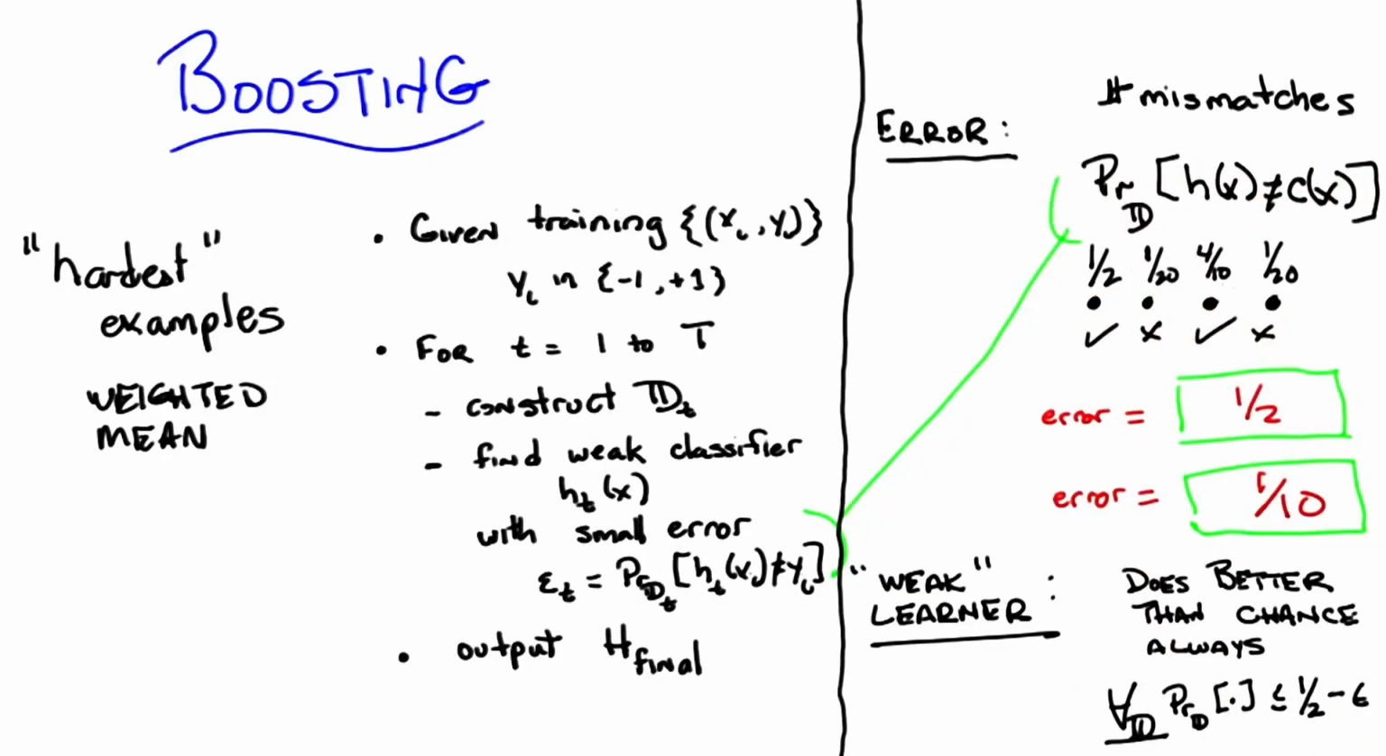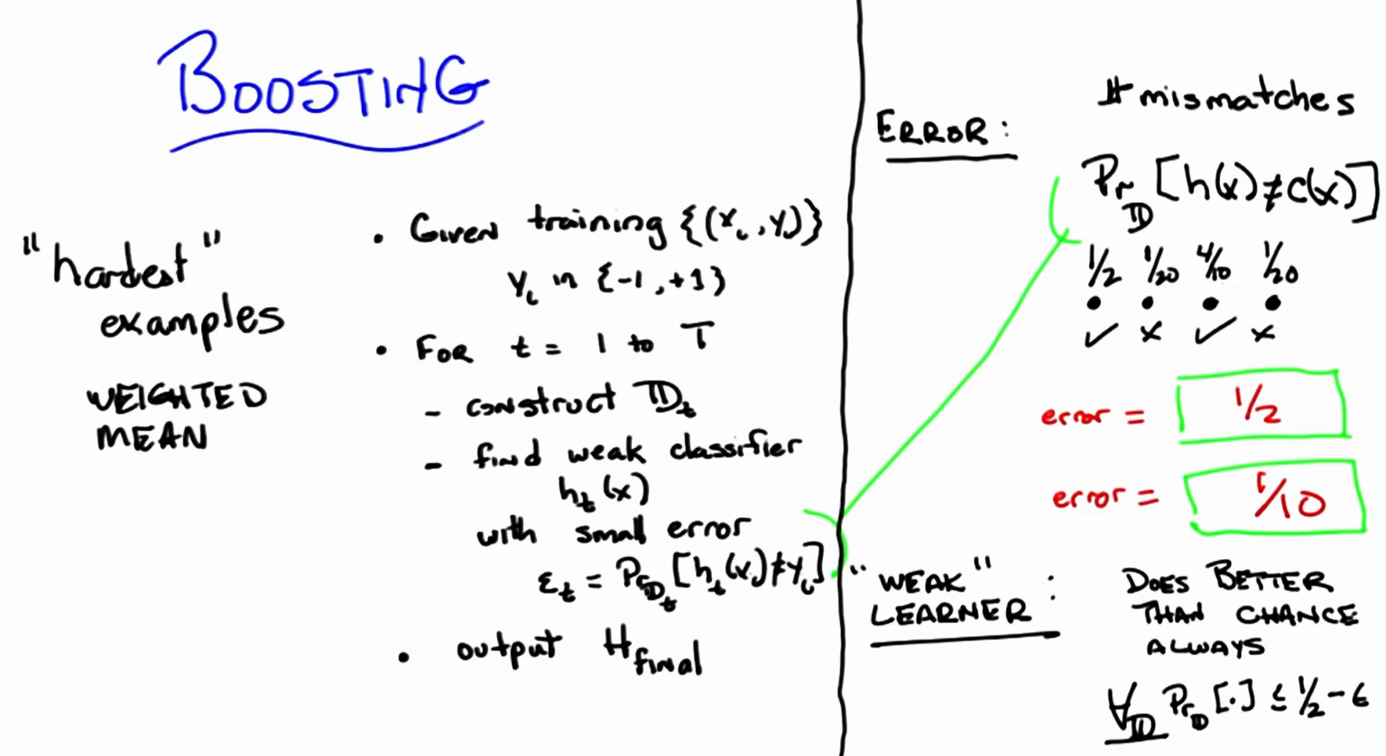Okay? Awesome. So you're going to do that for a whole bunch of time steps, constantly finding hypotheses at each time step, H sub T, with small error epsilon sub T, constantly making new distributions, and then eventually you're going to output some final hypothesis, which I haven't told you yet how you're going to get. But that's the high-level bit. Look at your training data, construct distributions, find a weak classifier with low error, keep doing that till you have a bunch of them, and then combine them somehow into some final hypothesis. And that's the high-level algorithm for boosting, okay?